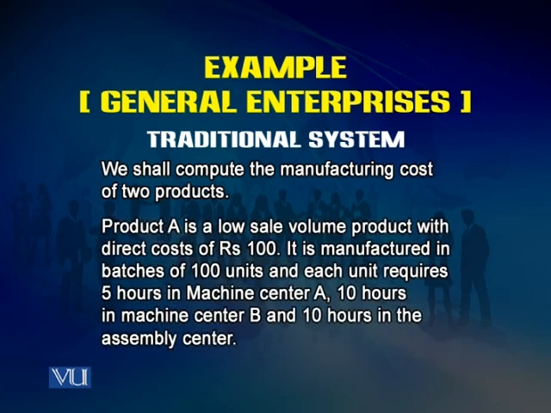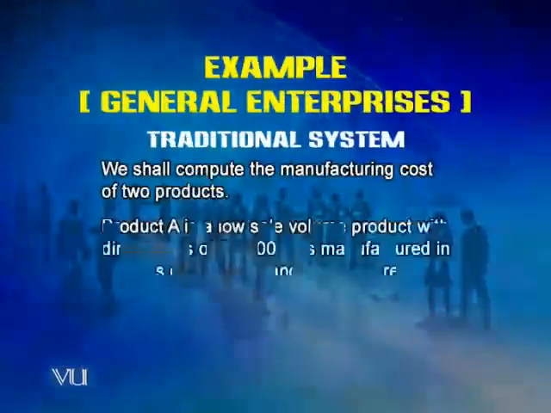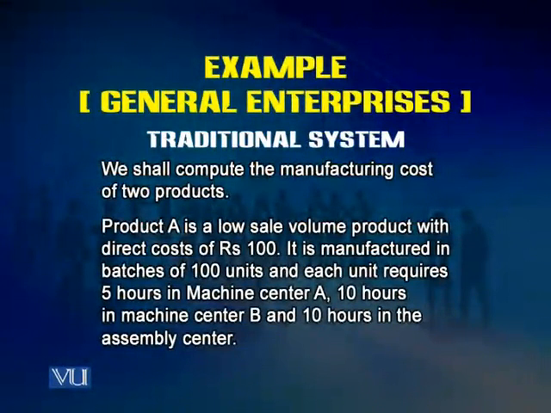Product A is a low sales volume product with direct costs of rupees 100. It is manufactured in batches of 100 units, and each unit carries 5 hours in machine center X, 10 hours in machine center Y, and 10 hours in the assembly center. Now we are going to use this overhead rate to establish the cost of 2 products that are being manufactured in the organization. Product A is one which we are going to measure. We have been given information related to product A. The direct costs are rupees 100. It takes 5 hours of machine X, 10 hours of machine Y, and 10 hours of the assembly section.